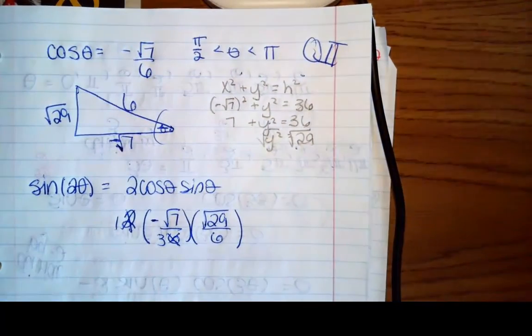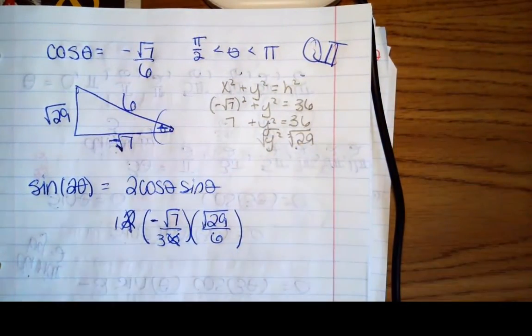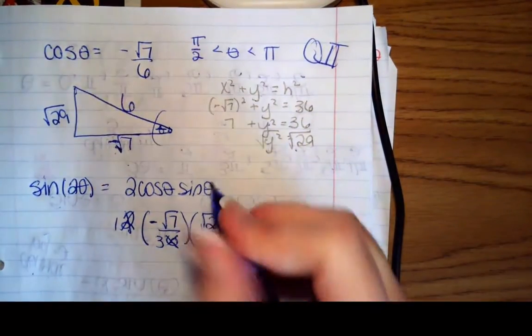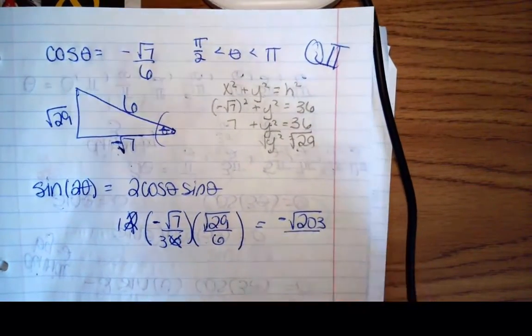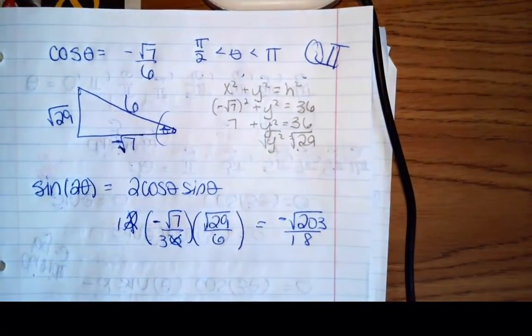So now what is 7 times 29? It should be, I don't know, I have one less, so it should be like 213. 7 times 29 is 203. I was so close. All right, so I end up with negative root 203 over 18.